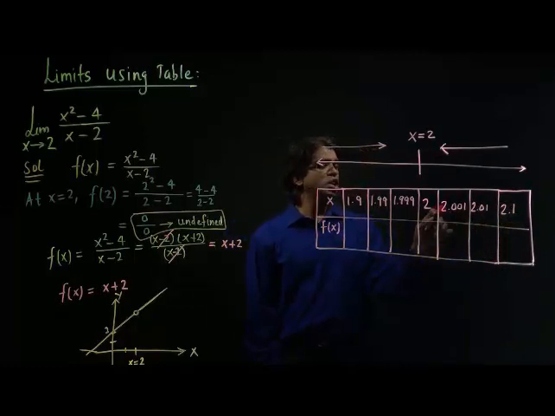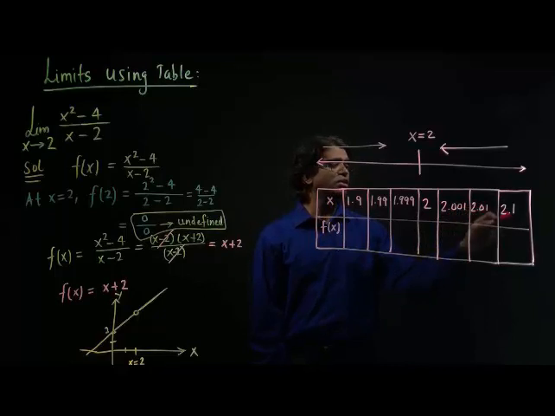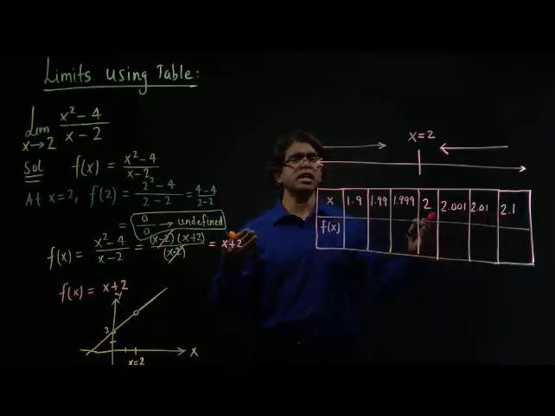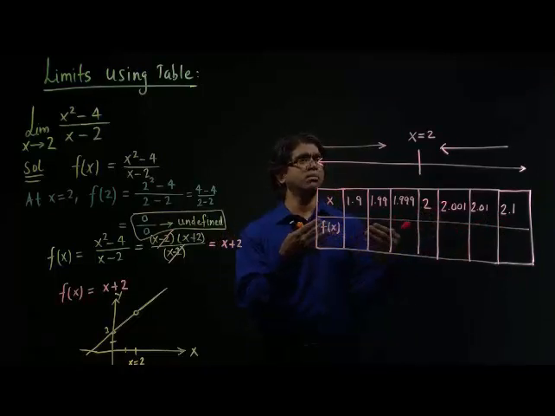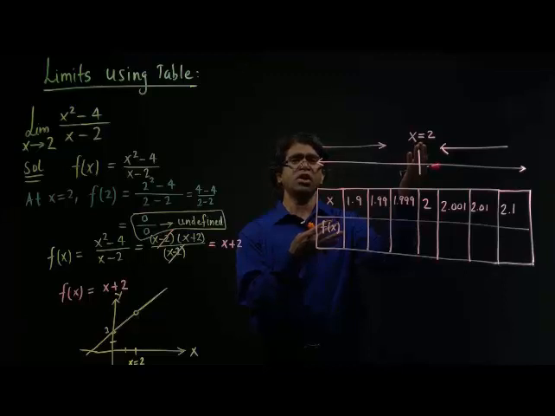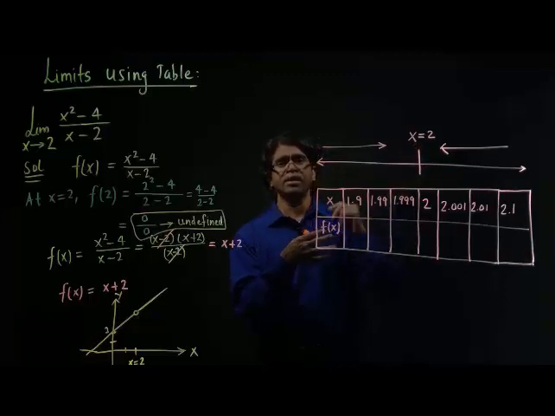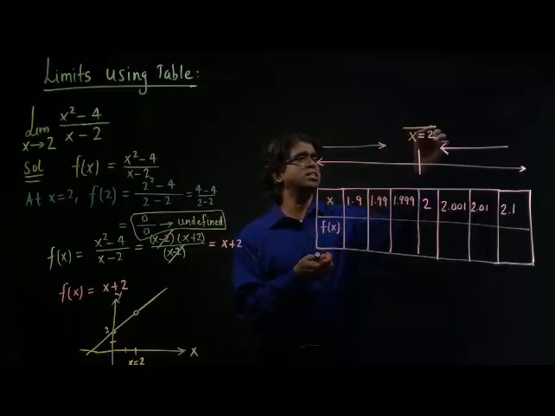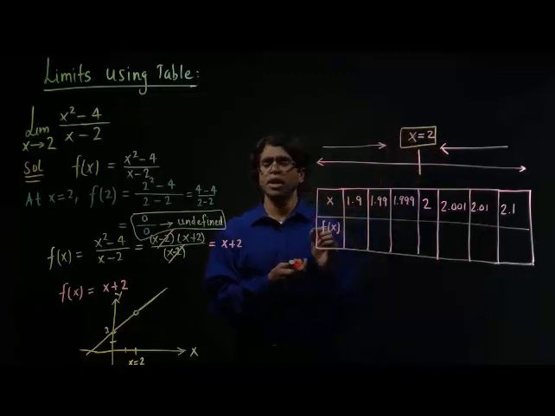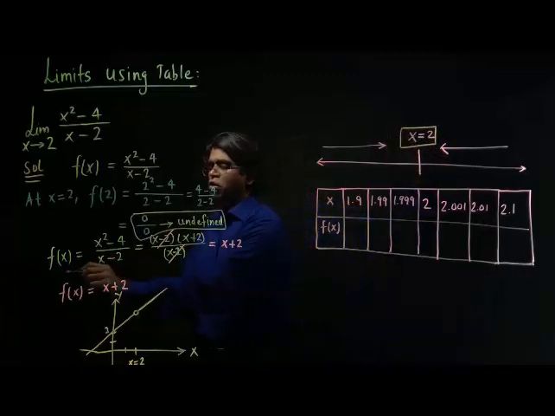So as you can see, 2.001 is way closer than 2.01, and 2.01 is way closer than 2.1. So basically the idea is to get as close as we can from both sides of the point, the one that we are looking to find the limit at, right? Our point of interest, the point at which we want to find the limit, is x equals 2. Now I'm going to use the function.